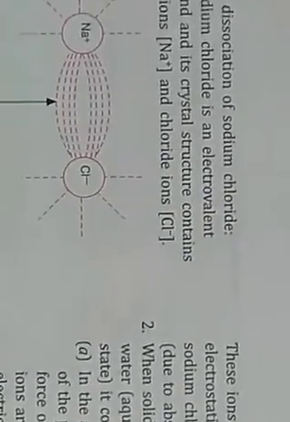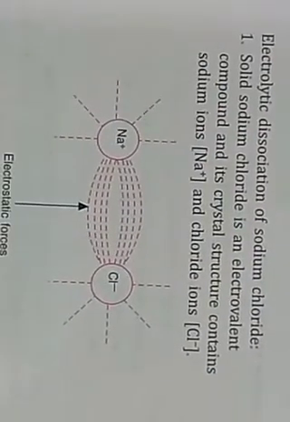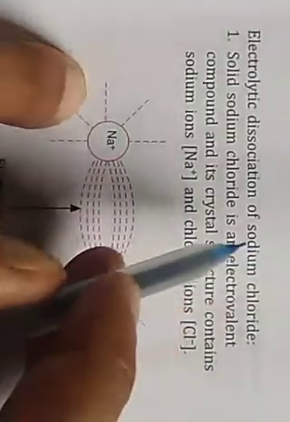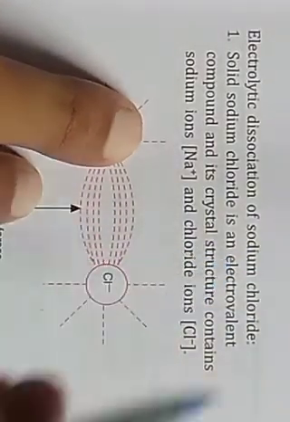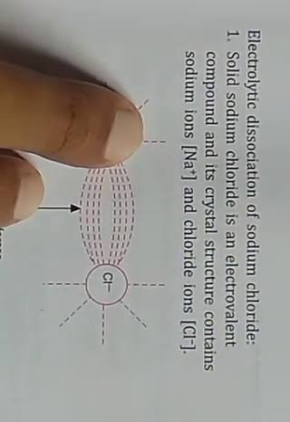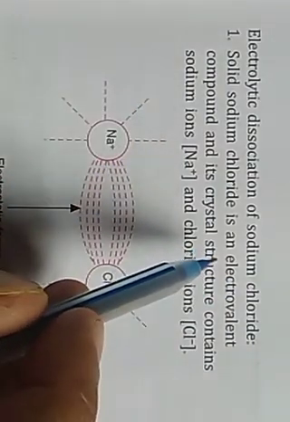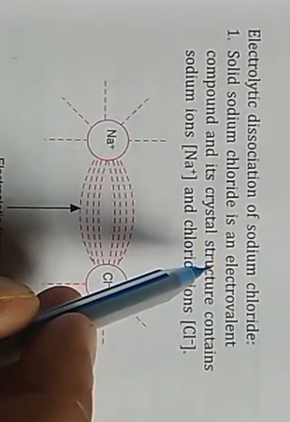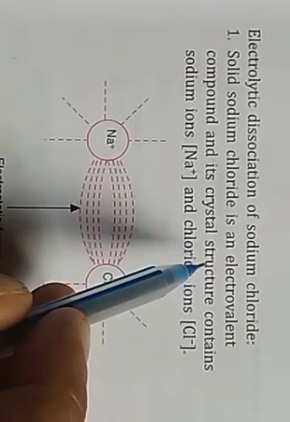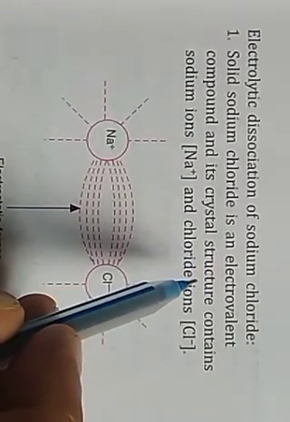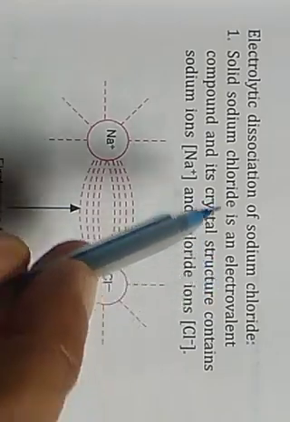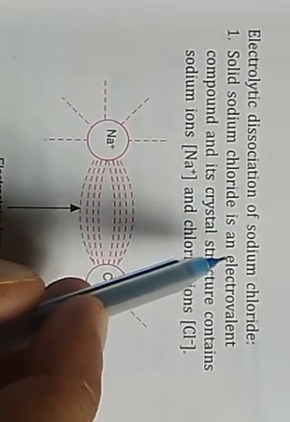As for example, sodium chloride is an electrovalent compound. Here sodium chloride dissociates into its respective ions in the aqueous state or also in the molten state, and they conduct electricity. So their dissociation is called electrolytic dissociation.